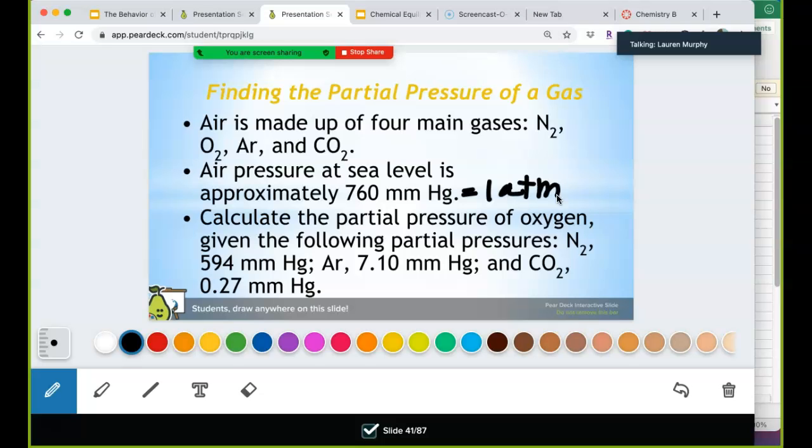Okay. So because we live in Huntington Beach, we're basically at sea level. So the pressure of our room is probably pretty darn close to this. This probably would not be true somewhere high up in the mountains, but for us, this is pretty true. So it says calculate the partial pressure of oxygen if we know the pressure of nitrogen, the pressure of argon, and the pressure of carbon dioxide. Well, what does this mean?